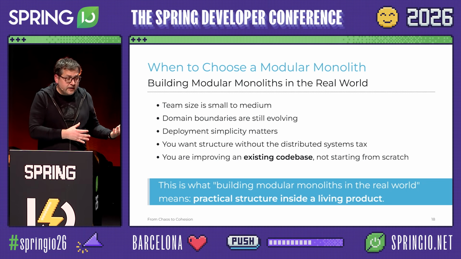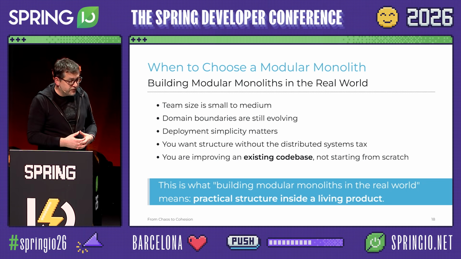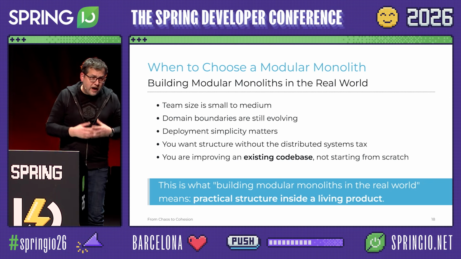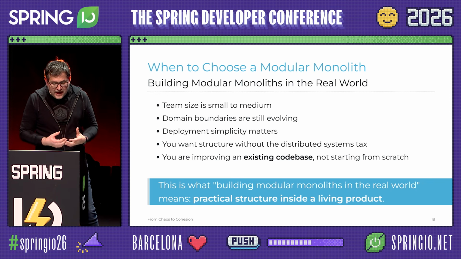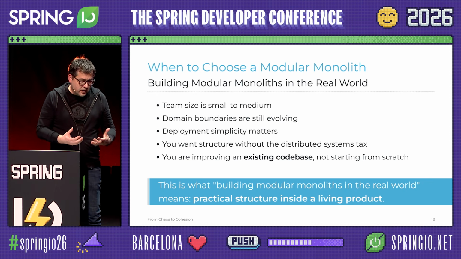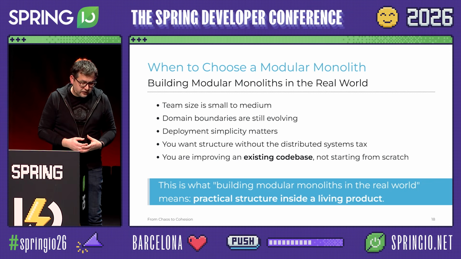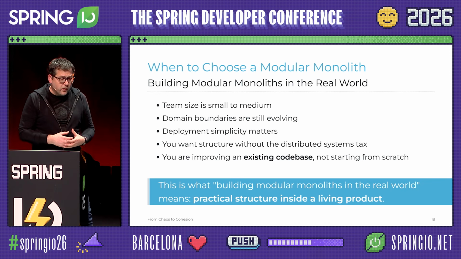Another thing I have seen with several teams is that adding Spring Modulith afterwards to an application really helps to evolve and improve an existing code base. It's not something you need to have in place when you start from scratch, which is also quite nice.